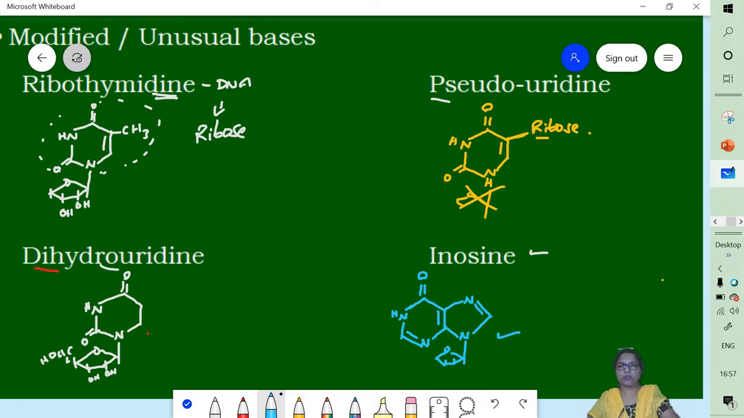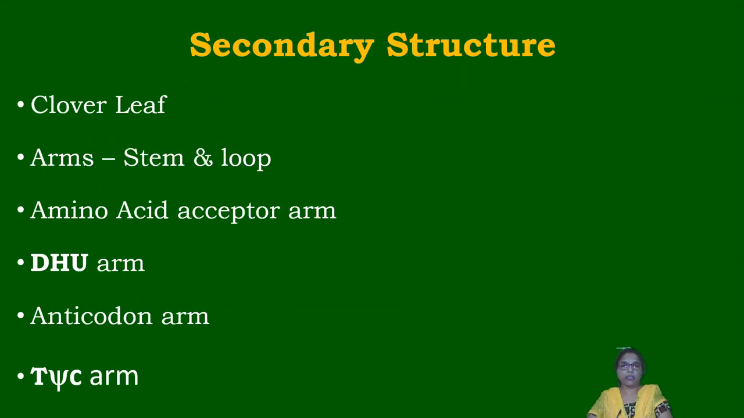And these four modified bases, what are they? Ribothymidine, pseudouridine, dihydrouridine, and inosine. These represent the most common modified bases or unusual bases which are present in the structure of tRNA. They are found only in the structure of tRNA, not found in case of rRNA as well as mRNA. Okay, till now we have seen the primary structure of tRNA, which is from 5' to 3' direction. Most common bases are 76 nitrogen bases, and it is a linear structure. This primary structure folds upon itself to form the secondary structure.